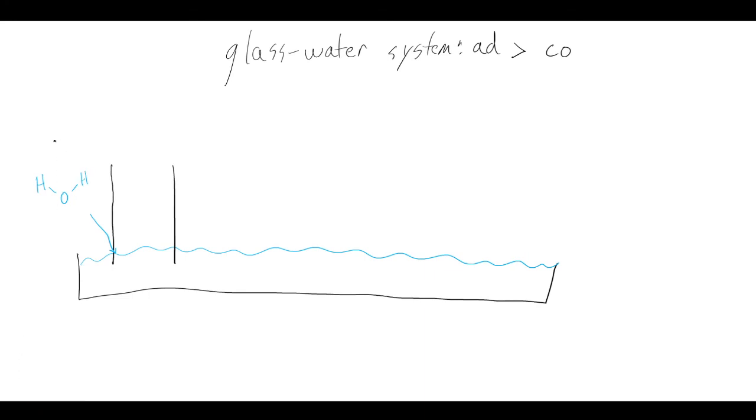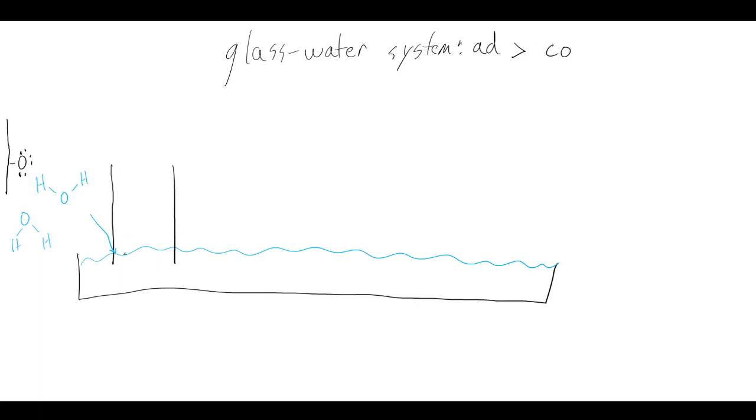And what is it seeing? It's seeing this dangling oxygen with 3 lone pairs off of this silicon oxide, which is the glass surface. And these 3 lone pairs here are much more attractive than the 2 lone pairs of this other water molecule down here that it's used to seeing. And so there's actually a net force up.